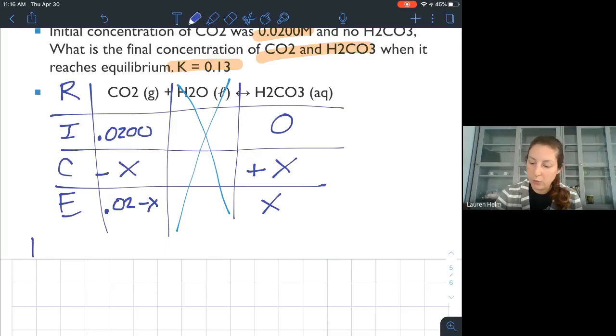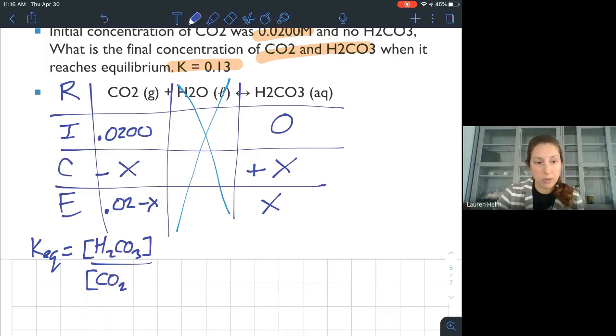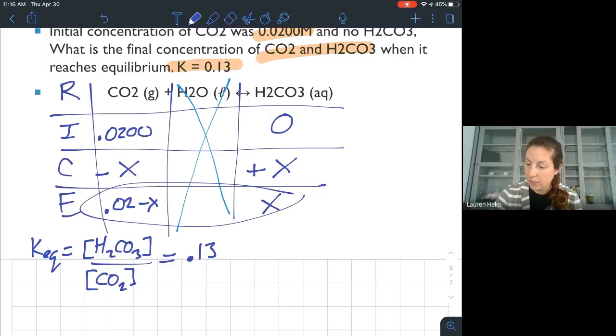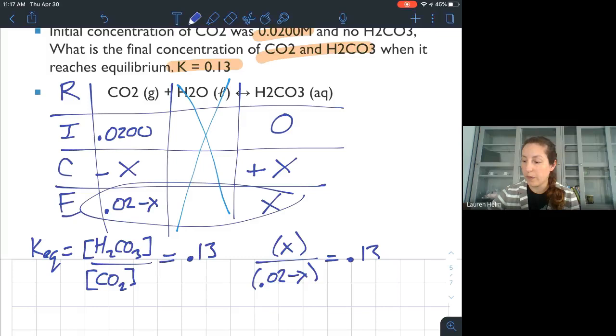Now I can fill in my equilibrium expression, just like we've been doing. Concentration of the products on the top, concentration of reactants on the bottom, ignoring water because it's a liquid. And now I actually know what this is equal to. We're told the equilibrium constant is 0.13. So let's plug in our equilibrium line, just like we've been doing. X over 0.02 minus X equals 0.13.